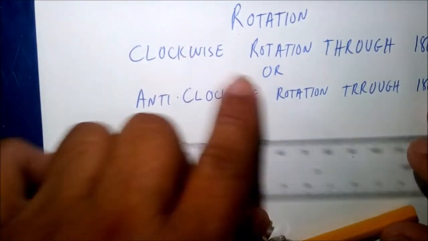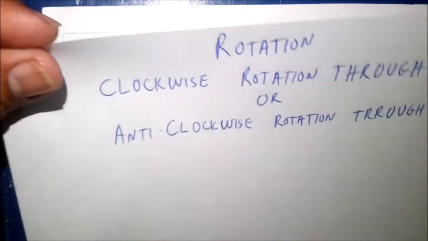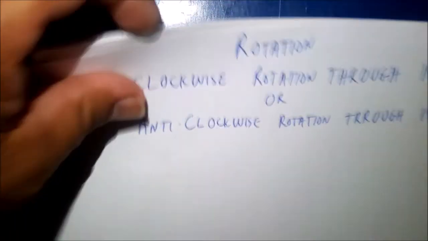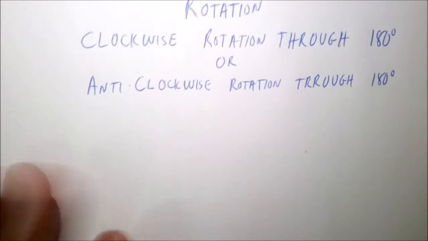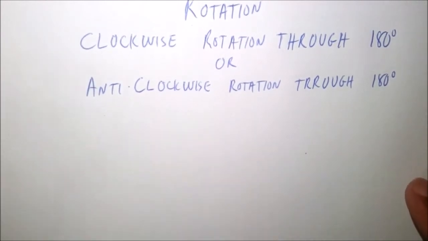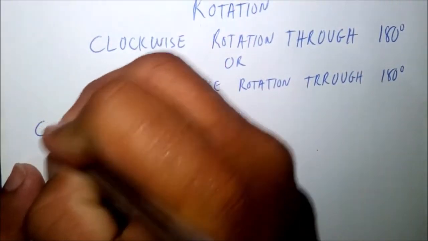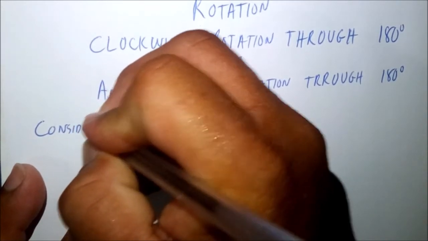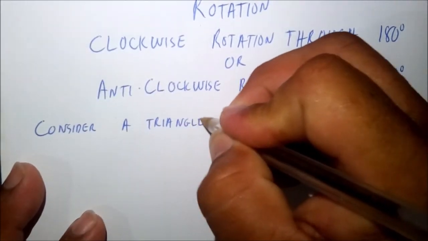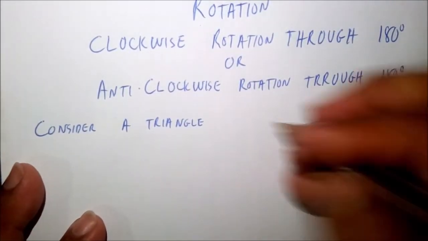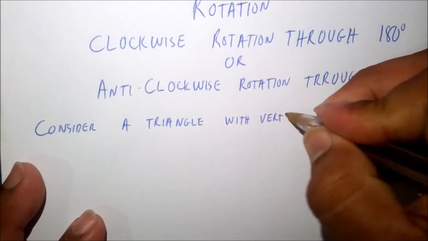So let's do our rotation through 180 degrees. We will be working this algebraically. So let's use a triangle, and first we'll do it algebraically, and then we're going to do it graphically and see how that looks. Consider a triangle, and triangle could be abbreviated by the symbol triangle, with vertices. And what are vertices? The points where the lines intersect or meet.